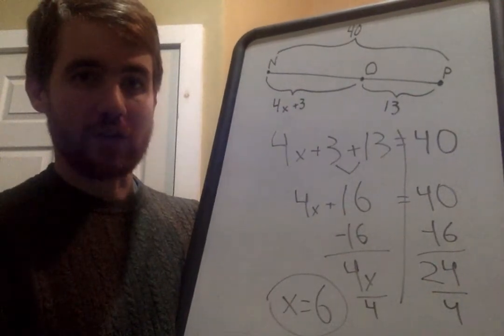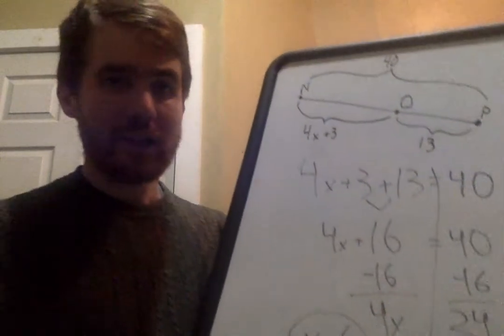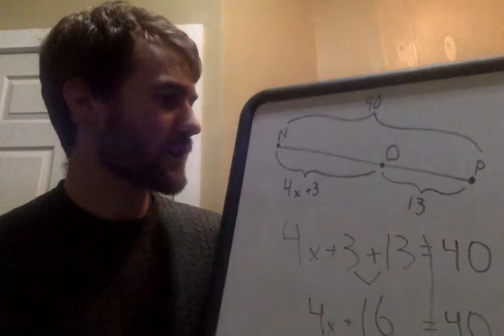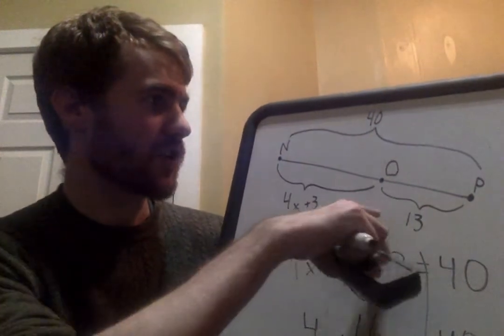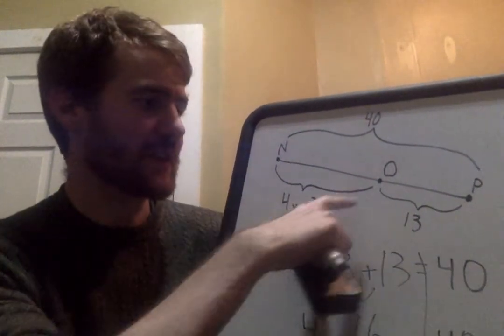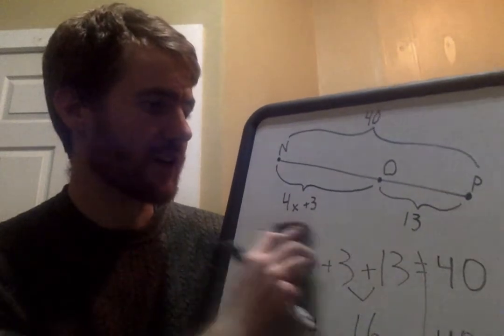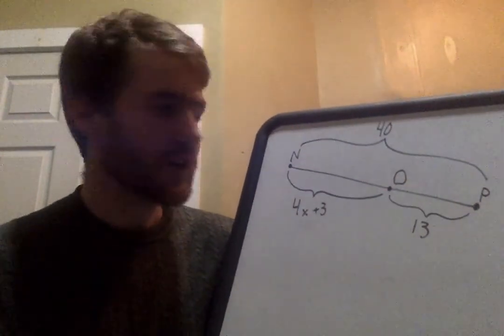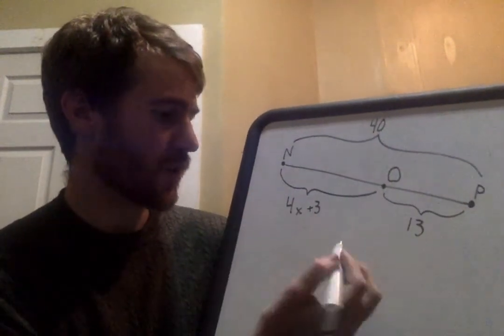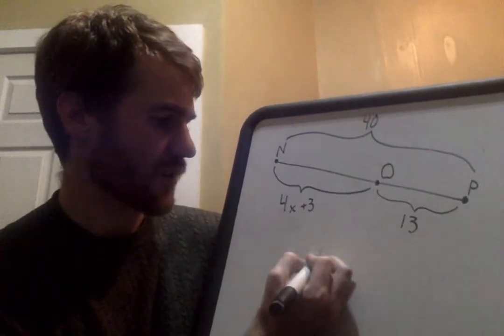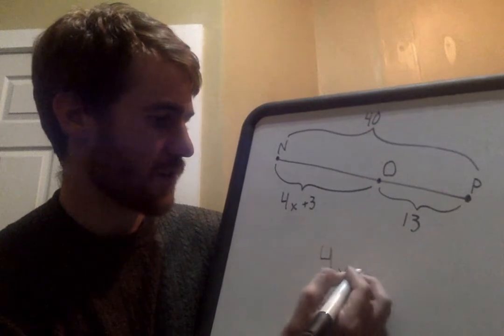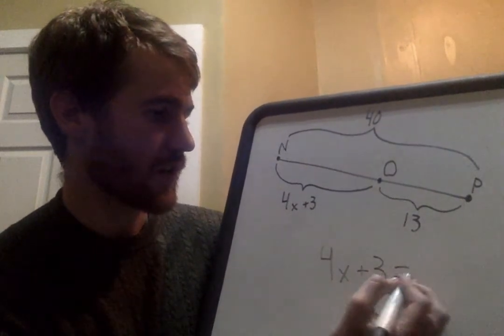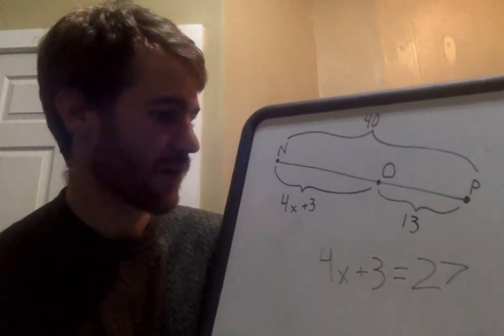So that's one way that you could solve this problem. Now there's a second way. You notice that at the beginning we subtracted 13 from 40 and we found that this piece has to be 27. So you could write an equation using that fact. You could say, okay, I know that this is equal to 27, so let me just write that as an equation. 4x plus 3 equals 27.